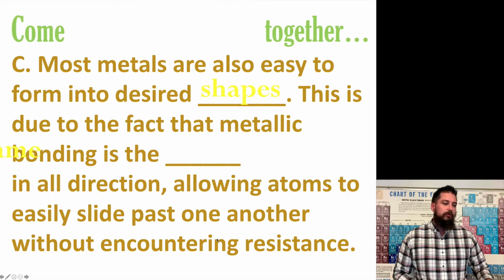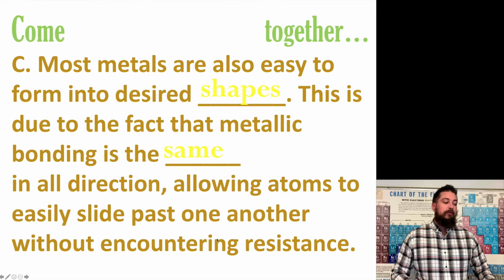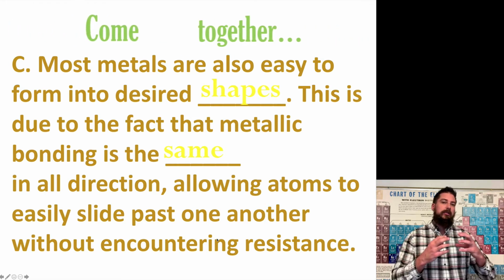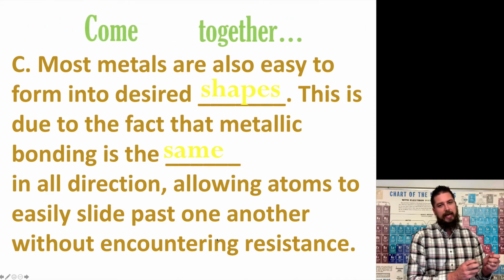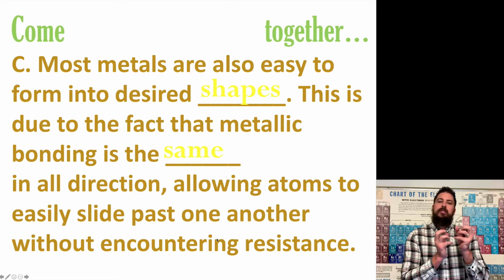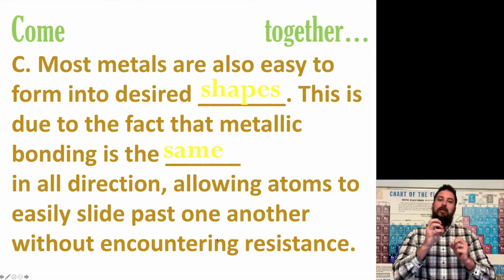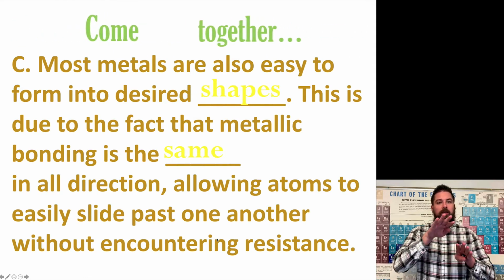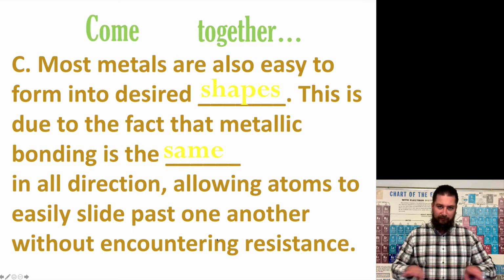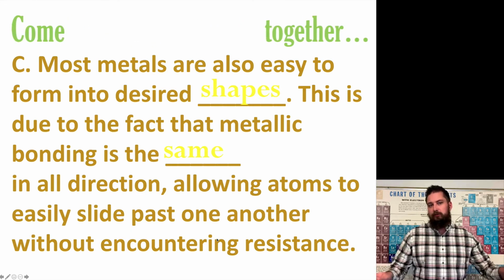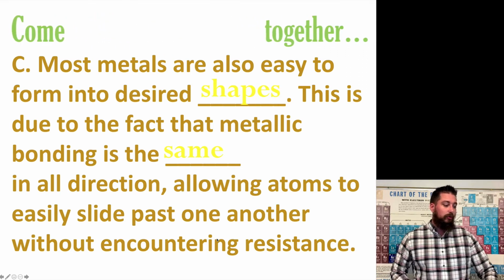Most metals are also easy to form into different shapes. This is because with metallic bonds, kind of like ionic bonds, the metal atoms aren't really bonded to one specific atom. They're just next to each other, and what they're really attracted to is the sea of electrons. Because the atoms are not really bonded to one another, they're able to freely move past each other, which is why you're able to take a piece of metal and hammer it into a flat piece of metal. You're also able to bend it and form it into different shapes.